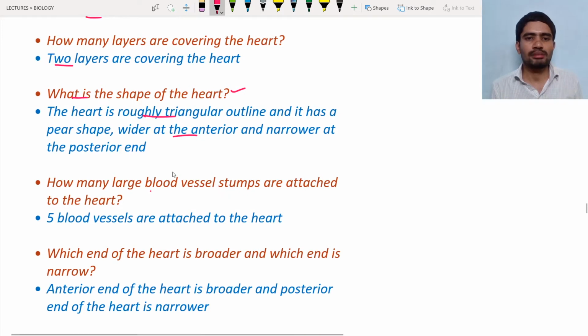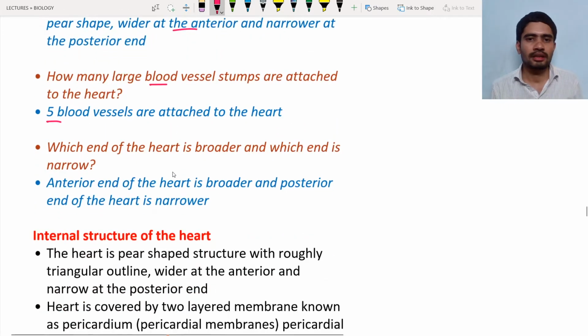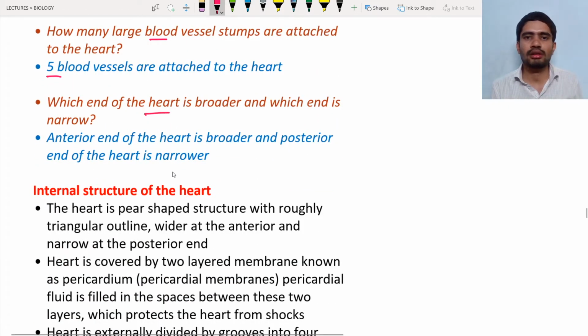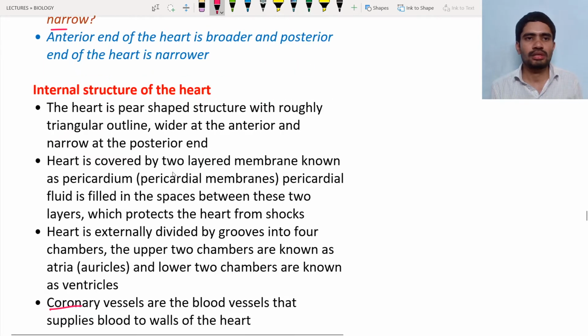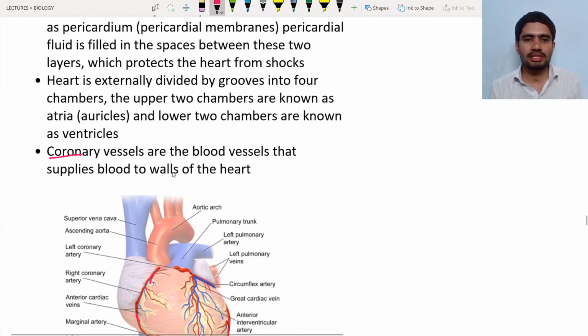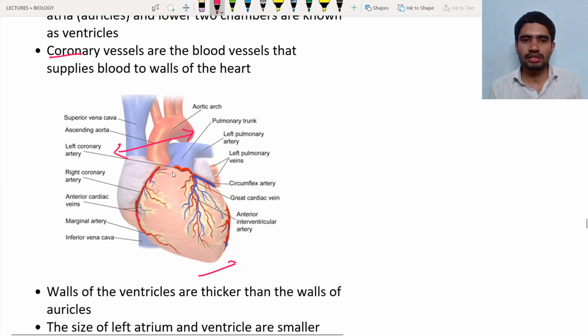Next, how many larger blood vessel stumps are there? There are 5 larger blood vessels that are attached to the heart. Which end of the heart is broader and which end is narrower? The anterior part means in this way, this is the anterior and this is the posterior. The anterior part of the heart is wider and the posterior part is narrower.